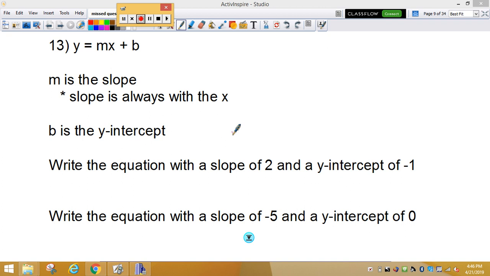If you missed number 13, I need you to pause it and write down everything on this screen. Okay, hopefully you have it all written down.